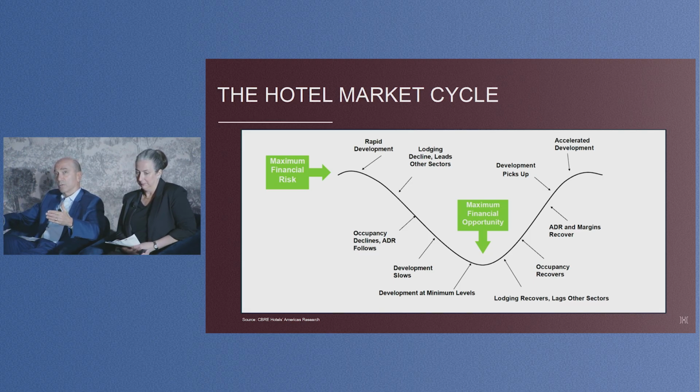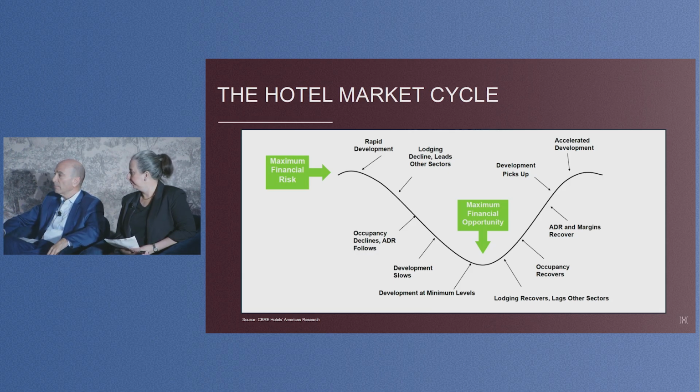Over the long term, Clay probably has better stats than I do, but over the long term, supply typically increases at a 2% annual rate. Since COVID, we've been below 1. I think it's approaching 1% right now, so we are definitely below what the long-term trend is, so that gives you an indication of where we are in the cycle.